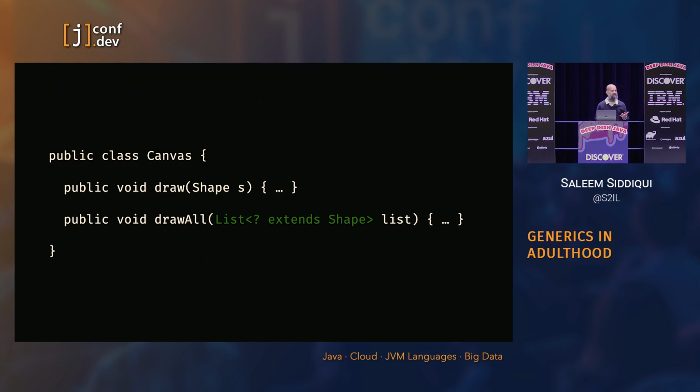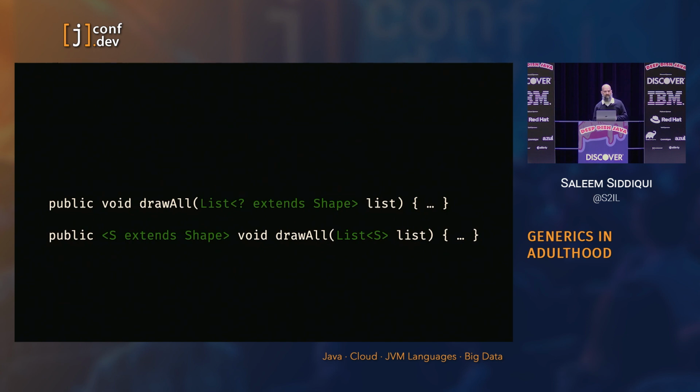So how do you represent that without getting into that invariance problem, that a list of circle is not a list of shape? You use this notation: list of wildcard extends shape. It's a notational thing. These two are equivalent. You can use a wildcard, as in the first line, list of wildcard extends shape, or you can name it with some random letter. By convention, they're single uppercase characters, but you can use whatever. So S extends shape and draw all list of S.